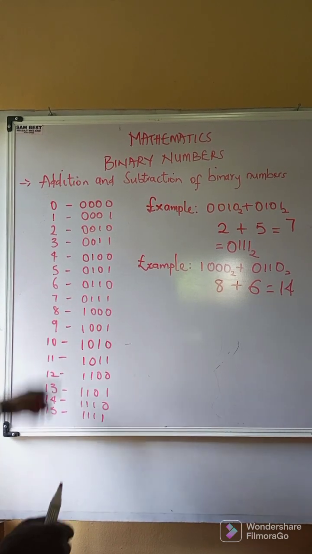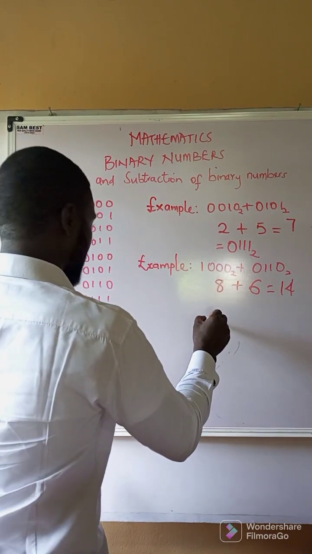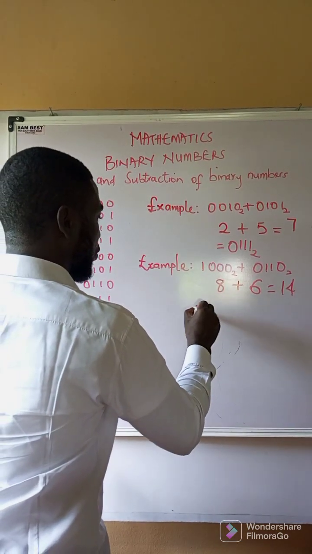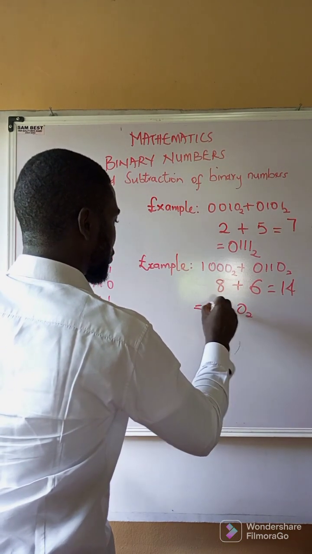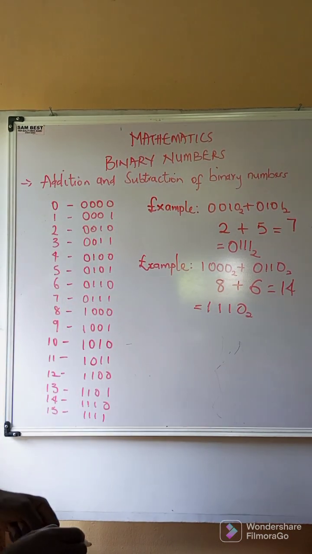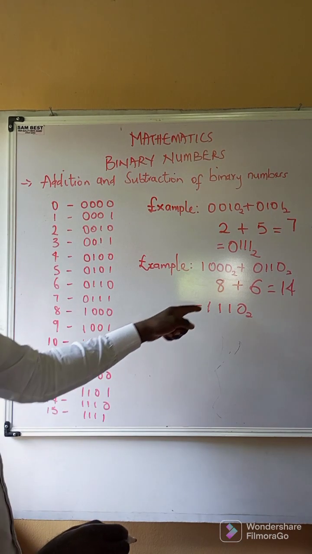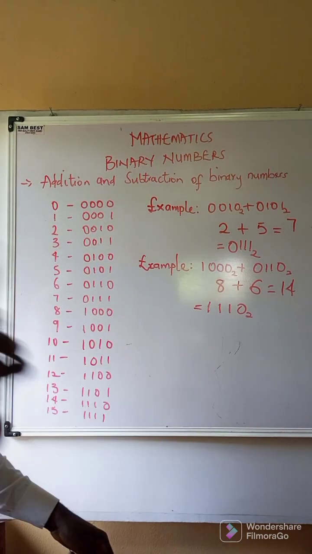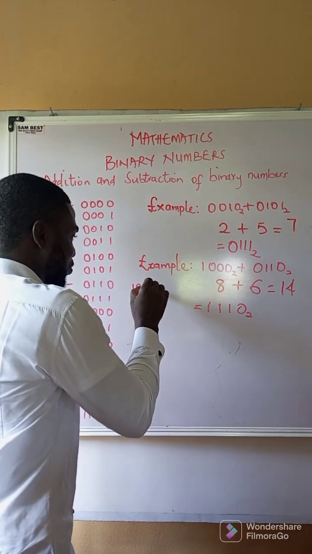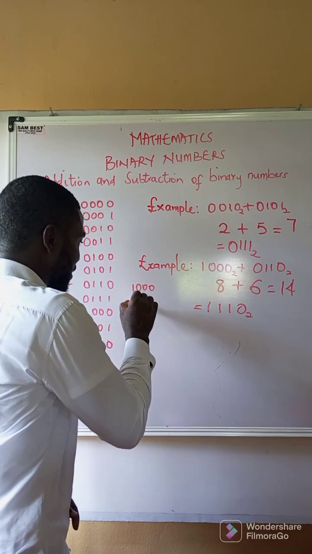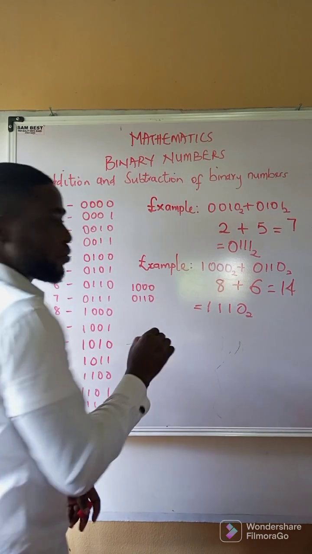Now, if you look at the chart, 14 is 1, 1, 1, 0 to base 2. Are we following? 1, 1, 1, 0 to base 2. Coincidentally, if you had added this straight, it would give you the same thing also. But I advise you don't always add straight because you might run into some kind of difficulty.